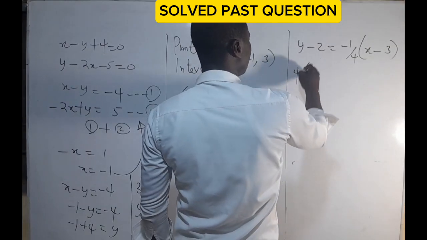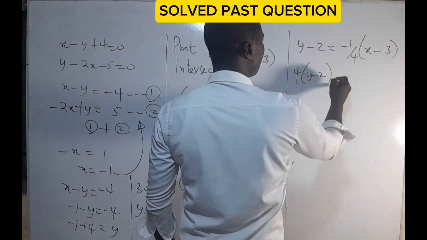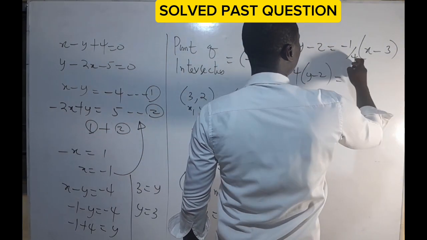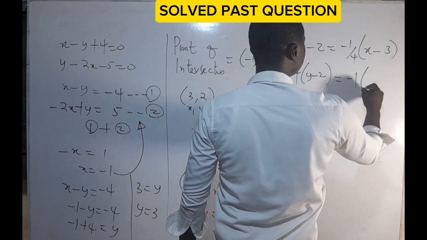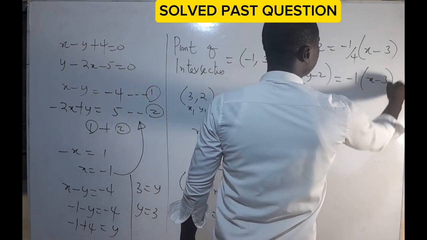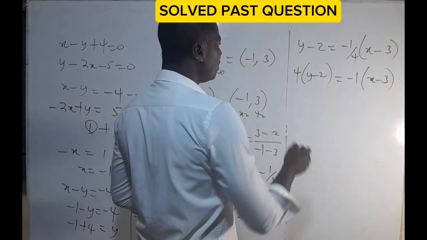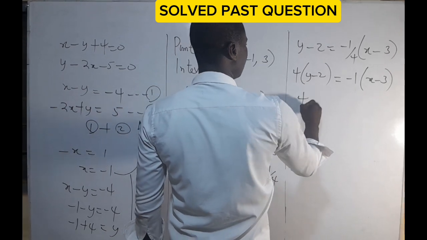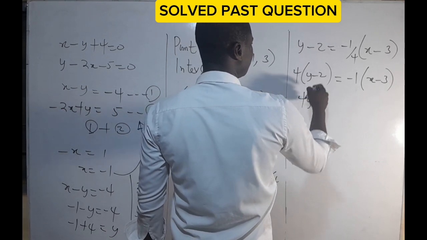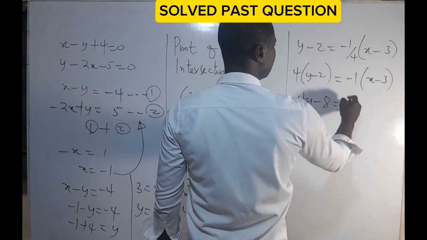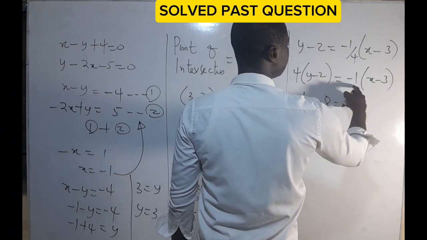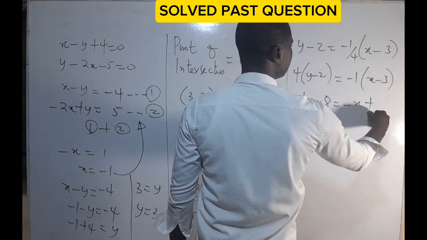So we can multiply through by 4 to simplify it. So we multiply all the terms we have on the left by 4. When we multiply the right by 4, the 4 is gone. So we have minus 1 outside, and we have x minus 3 in the bracket. Okay, now when we expand, 4 times y will give us 4y. 4 times minus 2 gives us minus 8. Minus 1 times x gives us minus x. And minus 1 times minus 3 gives us plus 3.